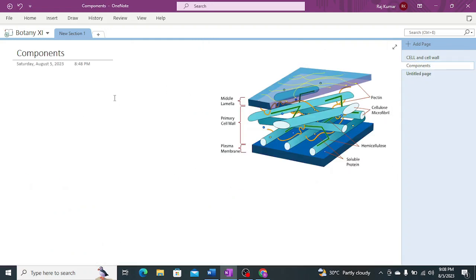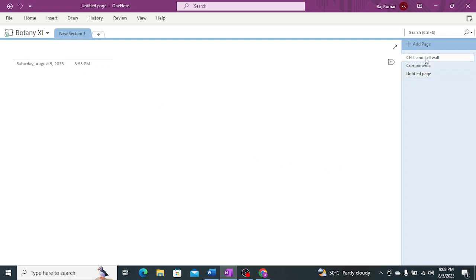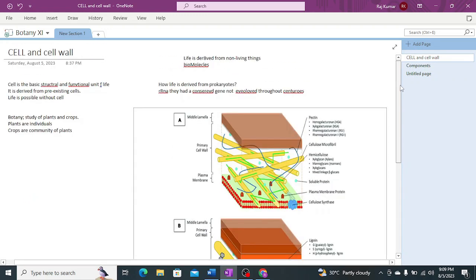After which we have the components of the cell wall. There are three components which we will be discussing here: middle lamella, primary cell wall, and secondary cell wall. So here I would like to present this diagram.